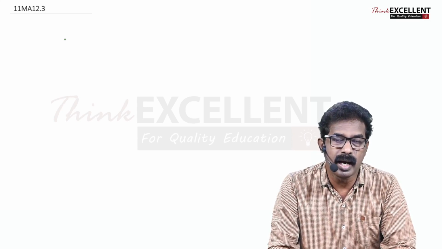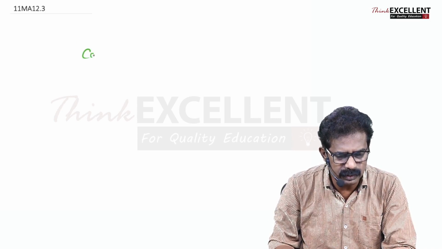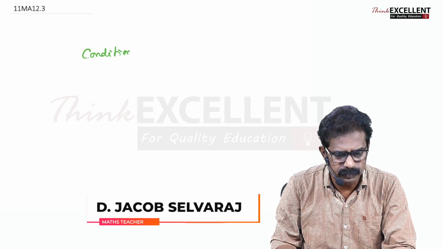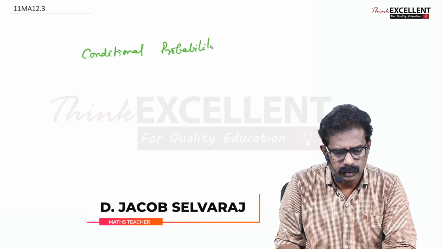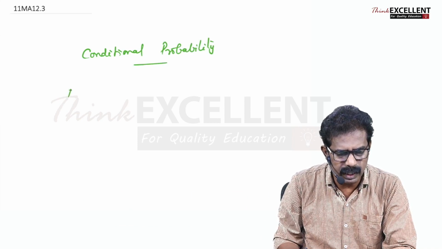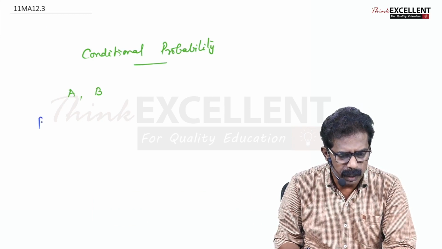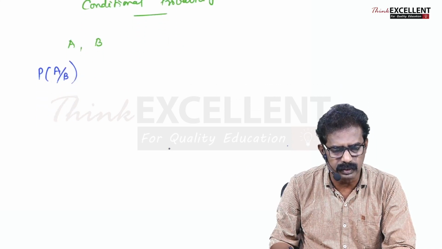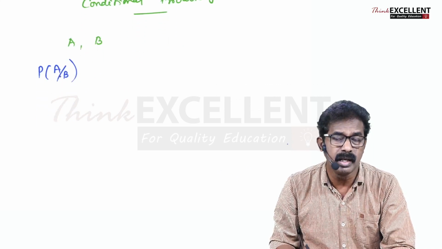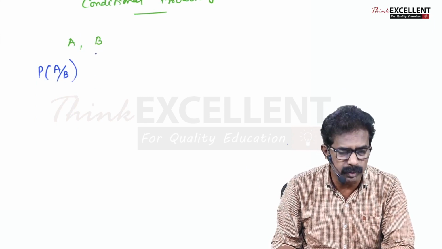In this video, I am going to teach you conditional probability. What is conditional probability? Suppose I am taking two events A and B. Then probability of A given B. So B is a given condition. We are finding probability of A only under a condition B. B is just a condition. We are finding probability of A only.